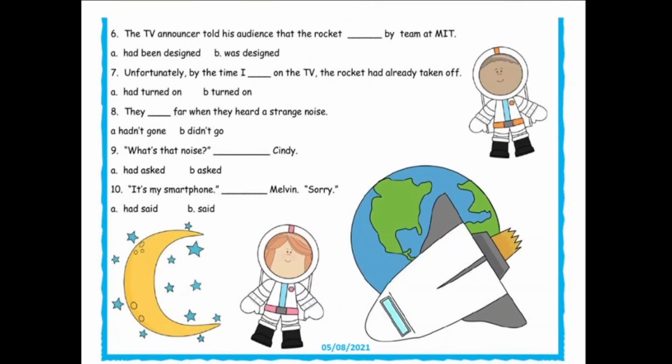Let us try at least two from this. The TV announcer told his audience that the rocket (dash) by a team at MIT. The announcer told is the past simple. Then the right answer should be had been designed by a team at MIT. The last one: it's my smartphone. In other words, it was my smartphone, said Melvin. That is the way we say it.